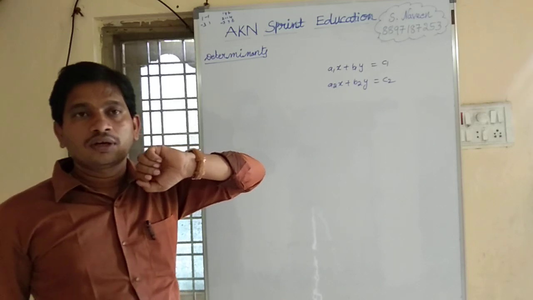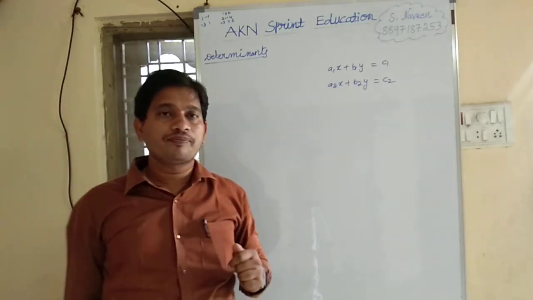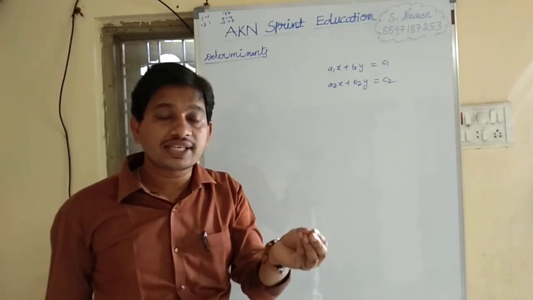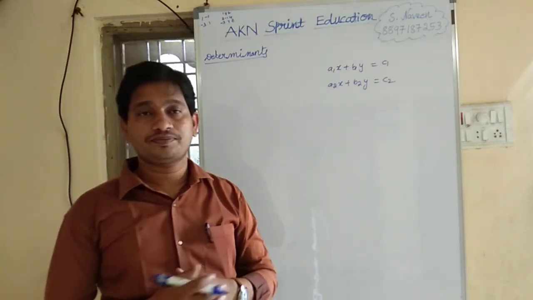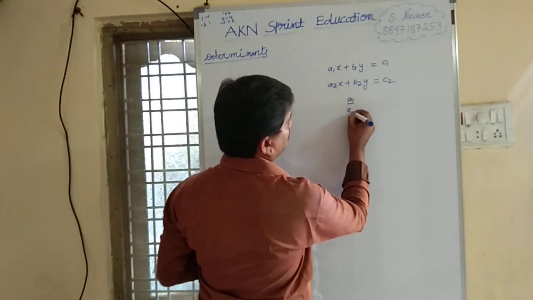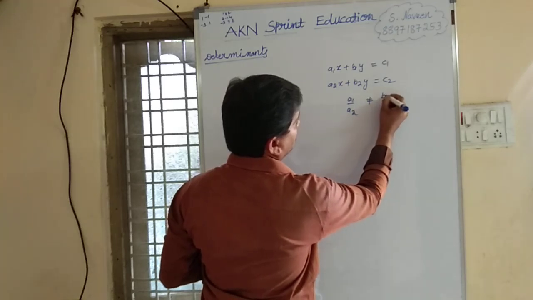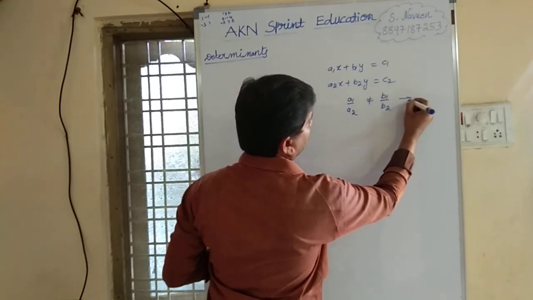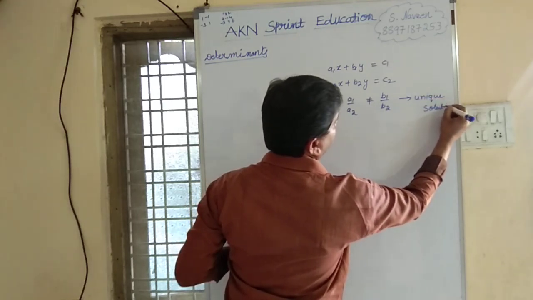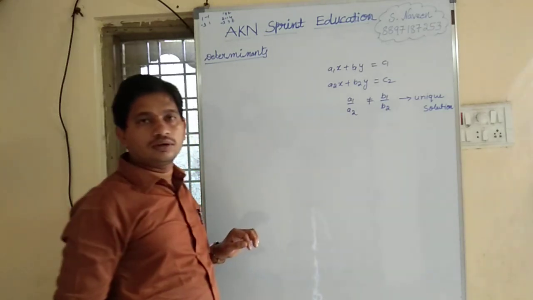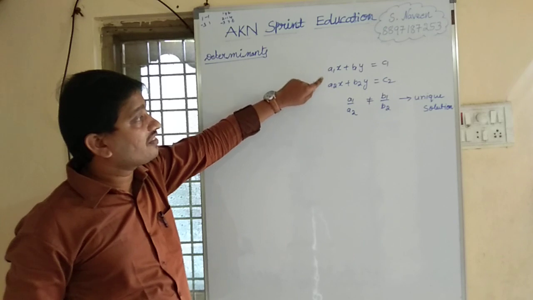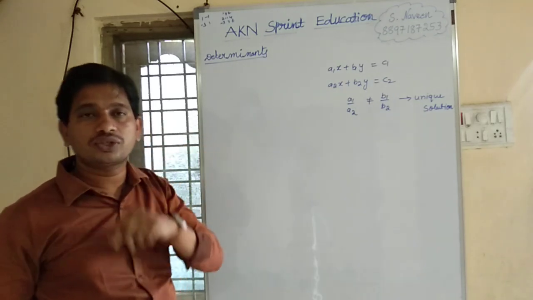Here, in a linear equation in two variables, for finding whether the given system of equations has a unique solution or not, we use a1 by a2 is not equal to b1 by b2, then we say that it has a unique solution. Right? If a1 by a2 is not equal to b1 by b2, then the given system of equations has a unique solution.